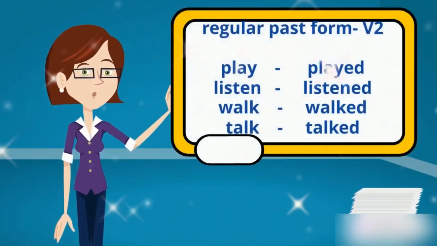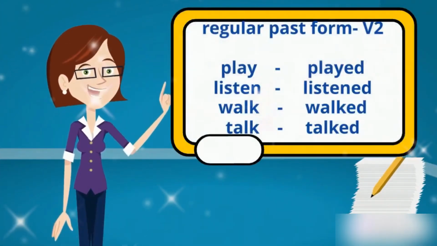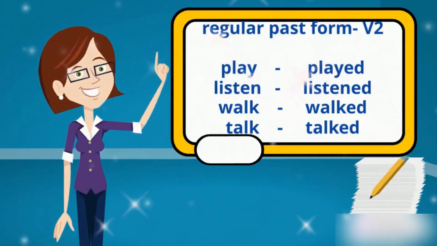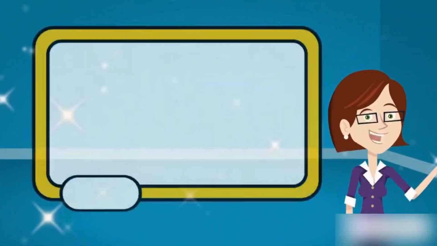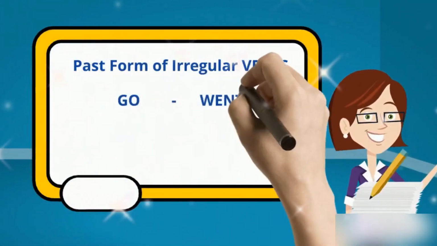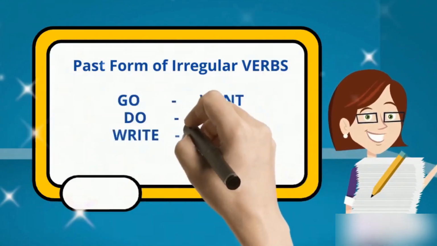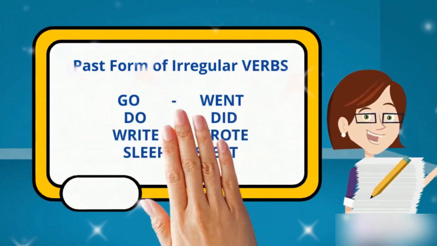These are examples of regular past forms: play, played, listen, listened, walk, walked, and talk, talked. They end with ed. However, irregular verbs change. For example, go, went, do, did, write, wrote, and sleep, slept.